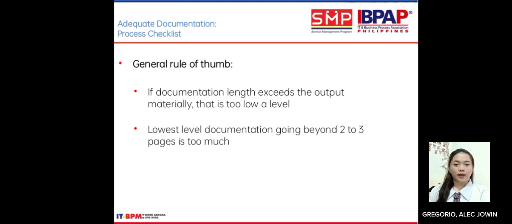General rule of thumb: if documentation length exceeds the output materially, that is too low a level. For the lowest level of documentation, going beyond 2 to 3 pages is too much.